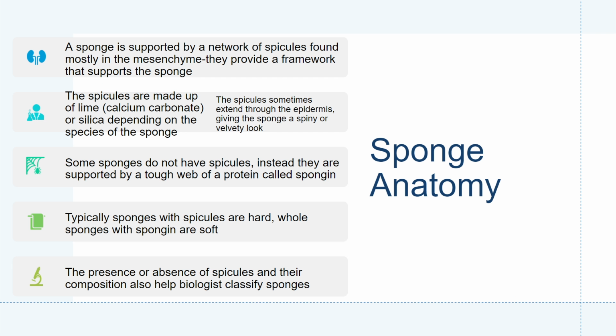A sponge is also supported by a network of spicules found mostly in the mesenchyme. They do provide a framework that supports the sponge. The spicules are made up of lime or calcium carbonate, sometimes silica, but it does depend on the species of the sponge. But these spicules can also be made up of a tough protein called spongin, and they typically produce hard spicules. Spongin is a little bit softer than the harder calcium carbonate spicules, and the presence or absence of spicules and their composition also help biologists classify sponges.